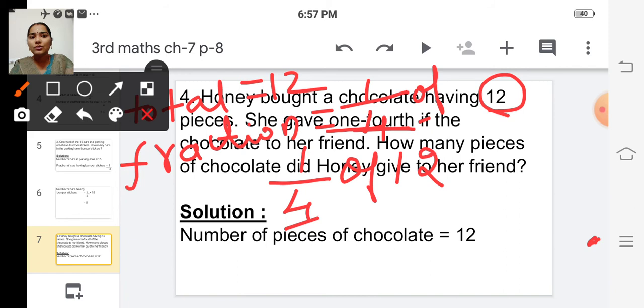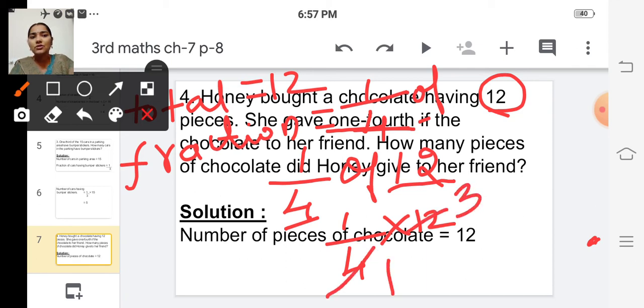For that, what we have to do? We have to divide this 12 by 4. So we can write 1 by 4 into 12. So if we cancel, 4 ones are 4 and 4 threes are 12. So 3 chocolates Honey gave to her friend. Okay, so Honey gave 3 chocolates to her friend.